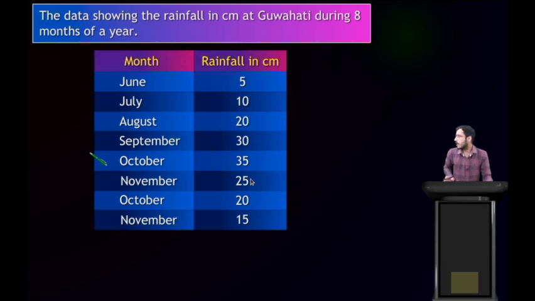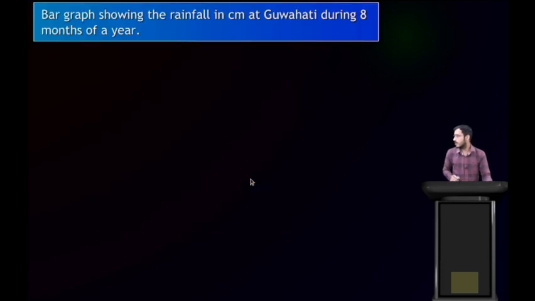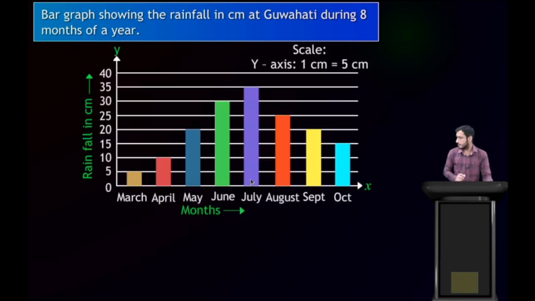Okay, now let's move to the next part. Data showing rainfall in centimeter at Guwahati during 8 months of a year. You can see the data here. A bar graph showing rainfall in centimeter at Guwahati during 8 months of a year. We can see the bar graph here: March, April, May, June, July, August, September and October.